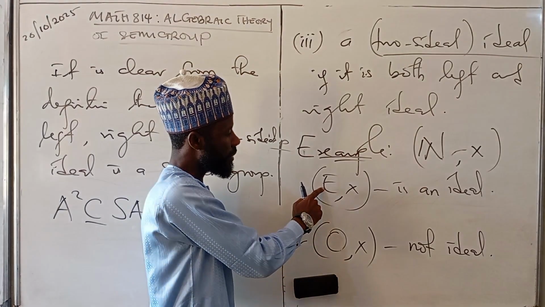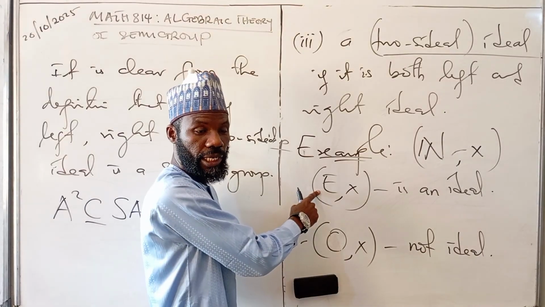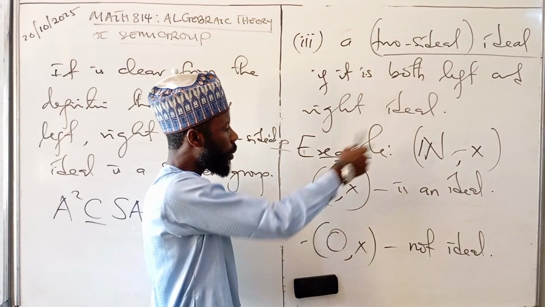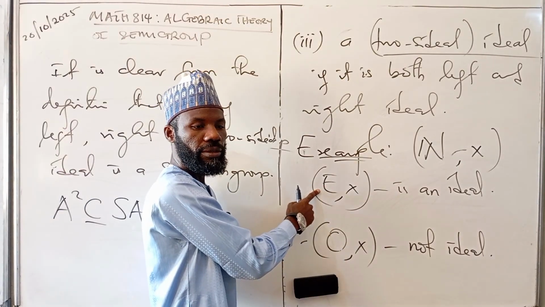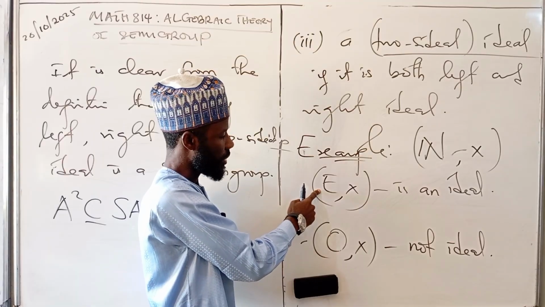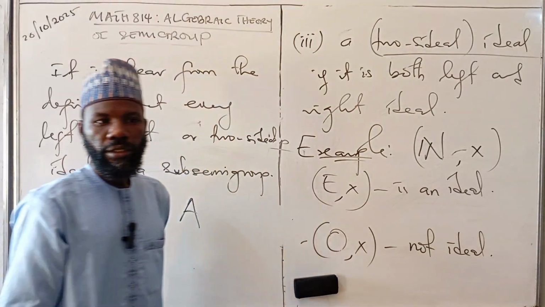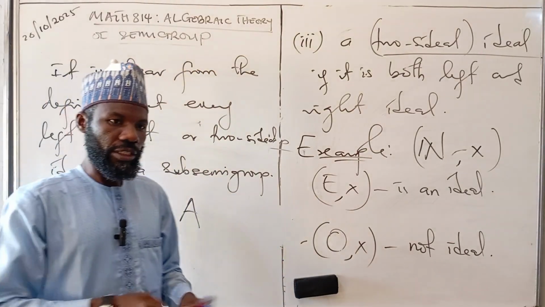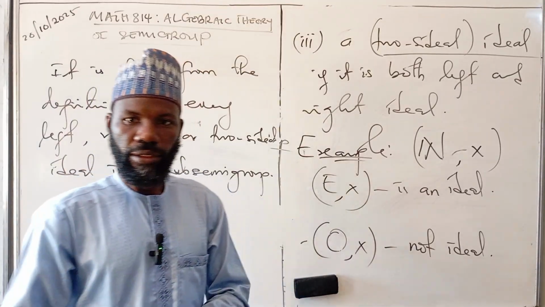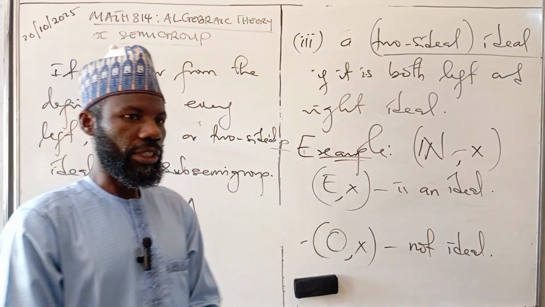if you multiply any two evens, it's still an even. And if you take odd and multiply with the even, you still get even. I hope it's okay. So this is an ideal. So every ideal is a subsemigroup, but not conversely. There are subsemigroups that are not ideals.